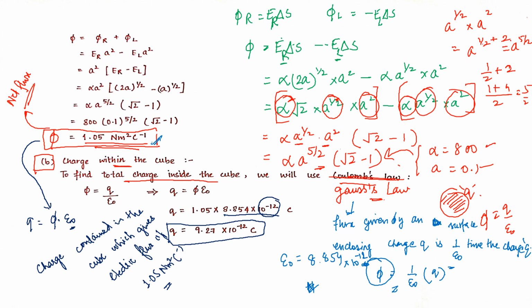So that is how we are finding the flux. We are finding the charge related to that flux using Gauss's law. This was quite a simple problem. The only thing was to understand which surface is giving you the flux and which surface is not, and how we are measuring the distances for the electric field lines.